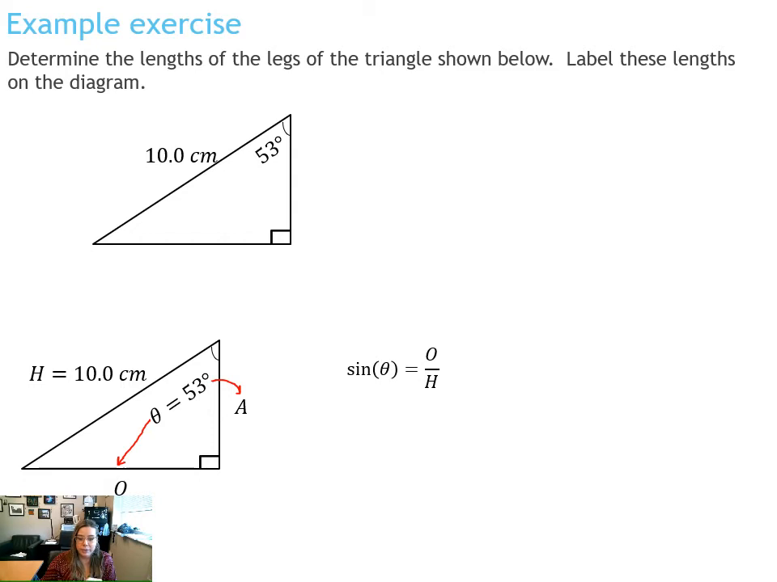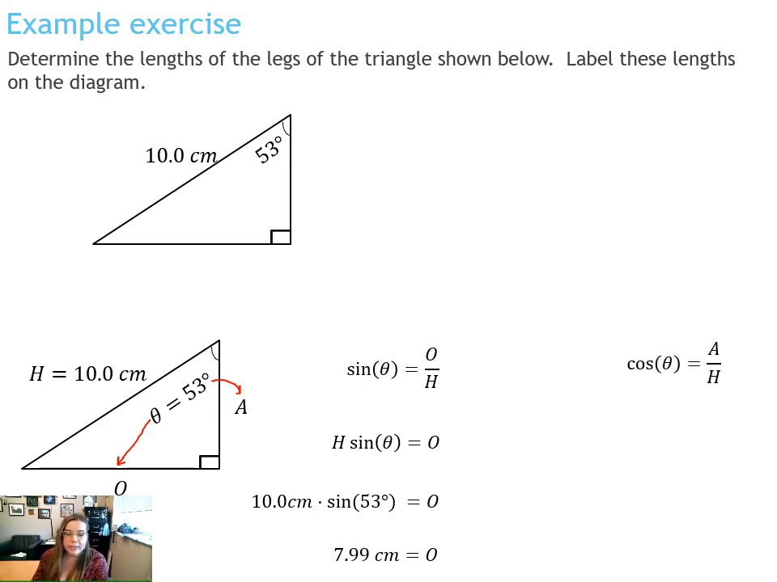I know that the sine of some angle is equal to the opposite over the hypotenuse. Because I don't know the opposite side, I need to algebraically solve for it. I'm just going to multiply both sides by H. And so I get that the opposite side is equal to the hypotenuse times the sine of theta. So now I plug in all my known things. The hypotenuse was 10 centimeters, the sine of 53 degrees. Plug all that into your calculator, and you should get something very close to 8 centimeters. If you round it, you can go to 7.99 if you want. If you wrote down 8, that's fine.